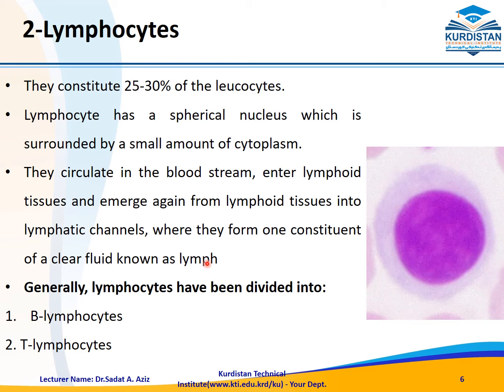lymphocytes. And the lymphocytes also can be classified into B lymphocytes and T lymphocytes. The B lymphocytes also can be classified into memory cells and plasma cells. The plasma cells are responsible for the production of antibodies, while the memory cells can keep a memory about previous infections, and they can have a quicker response when there is a reinfection with the same microbe or with the same agent.